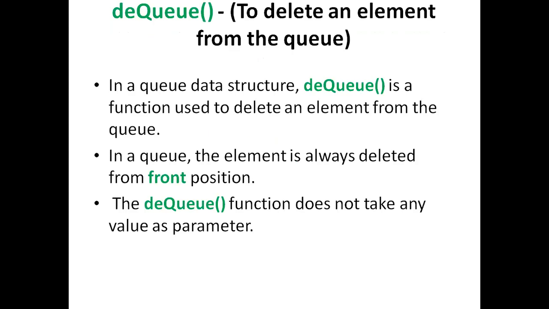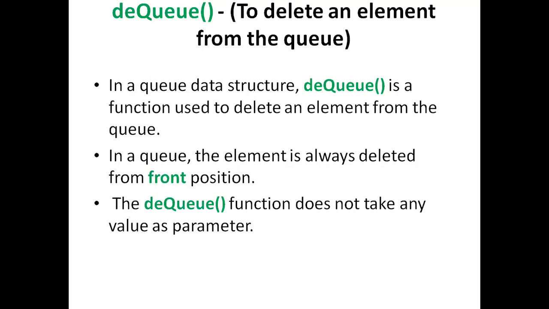Now next one is DQ operation. DQ operation means delete the elements from the queue. How to delete? In a queue data structure, DQ is a function. It is used to delete an element from the queue. In the queue, element is always deleted at front position.